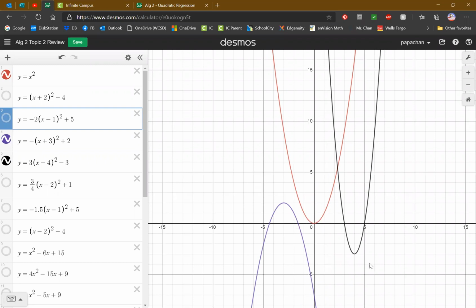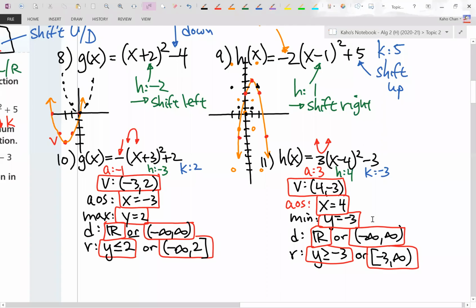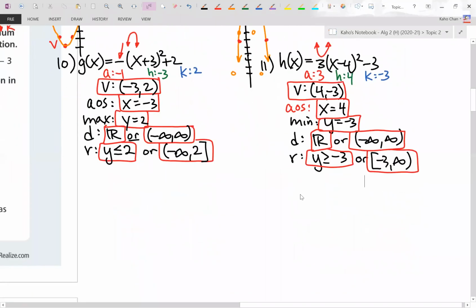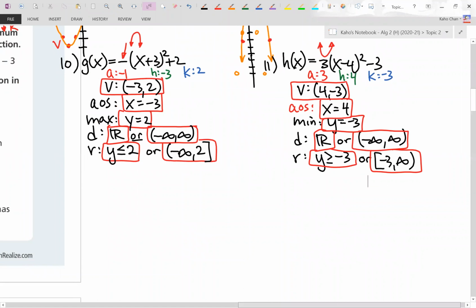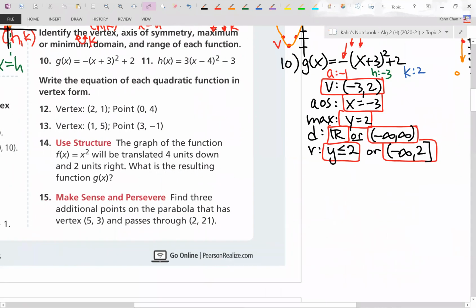All right. Let's move on back to the notes. Any questions so far? Okay. I do have some room here. 12 and 13 and 14 are last. Let's jump to number 12. Write an equation of each quadratic function in vertex form. Now, remember, we wanted to put it into y equals a times x minus h squared plus k. Our goal is to come up with what a, h, and k are.